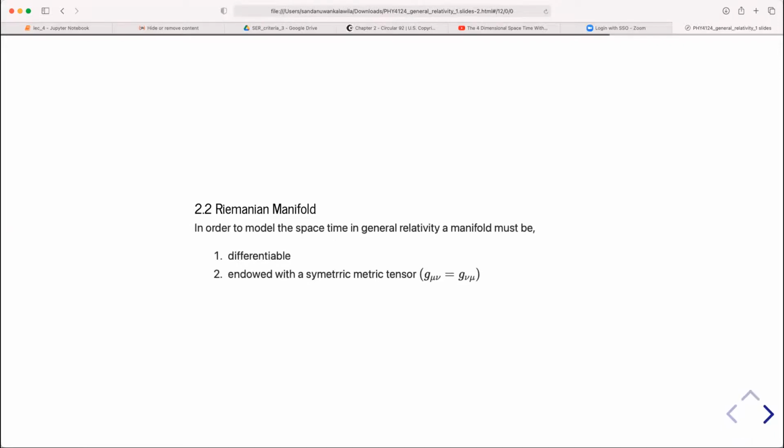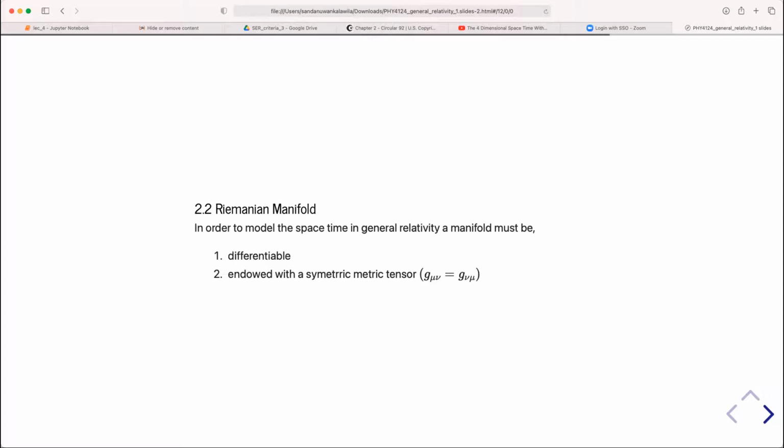Right, now we have a rough idea about the manifold. Now let's look at what we mean by Riemannian manifold. In order to model space-time in general relativity, a manifold must satisfy two conditions. The first is that the manifold should be differentiable, and the second is that it should be endowed with a symmetric metric tensor.